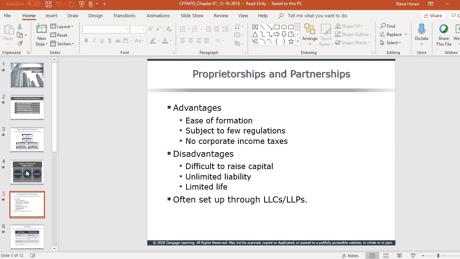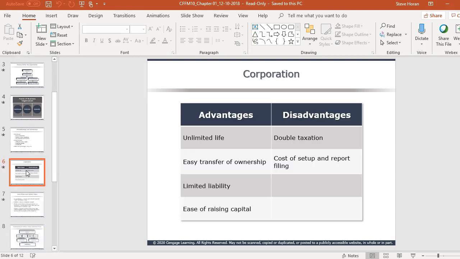Some disadvantages, though, it can be difficult to raise capital. There's an unlimited liability issue and limited life. If an owner chooses to just stop doing the business or passes away, then that would be the end of the business. So there are some disadvantages there too. Now, one big advantage that they don't mention here, and the reason that these usually exist, is what I'll call the unification of ownership and management. When you're the owner of your own business, you are making the decisions. So I think that's one of the positives for these. But we're going to focus on corporations.